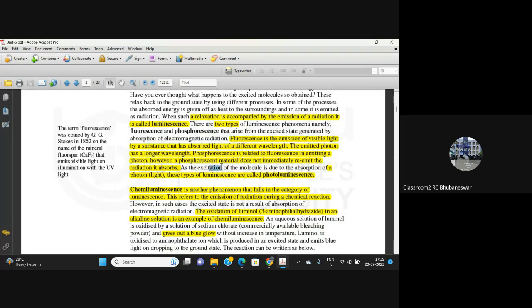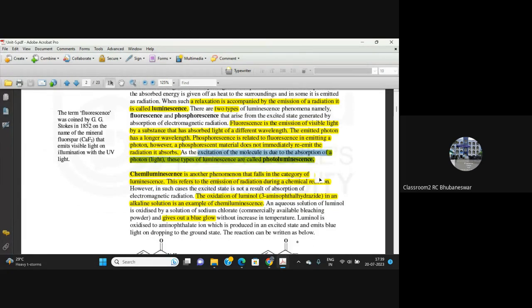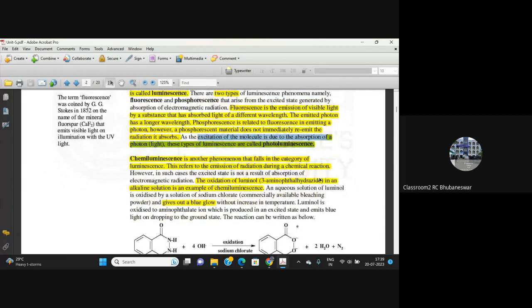As this excitation of the molecule is due to absorption of a photon, we can call this luminescence photoluminescence. I was telling you in the last class, since we are dealing with photons in spectroscopic methods, we can also use photo in any processes like this.